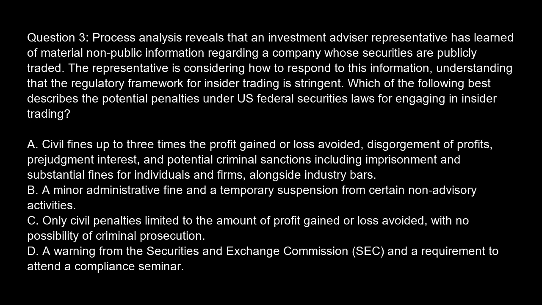Option A. Civil fines up to 3 times the profit gained or loss avoided, disgorgement of profits, prejudgment interest, and potential criminal sanctions including imprisonment and substantial fines for individuals and firms, alongside industry bars. Option B. A minor administrative fine and a temporary suspension from certain non-advisory activities. Option C. Only civil penalties limited to the amount of profit gained or loss avoided, with no possibility of criminal prosecution. Option D. A warning from the Securities and Exchange Commission, SEC, and a requirement to attend a compliance seminar.